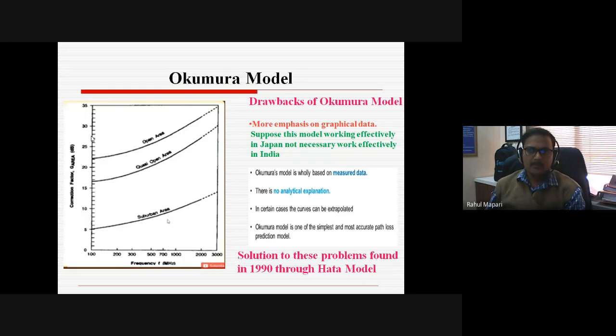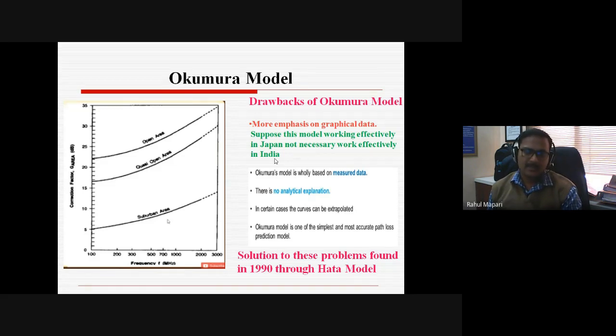Okay. Now, there are certain drawbacks and disadvantages of the Okumura model. The most important thing is that the Okumura model mostly depends on graphical data.